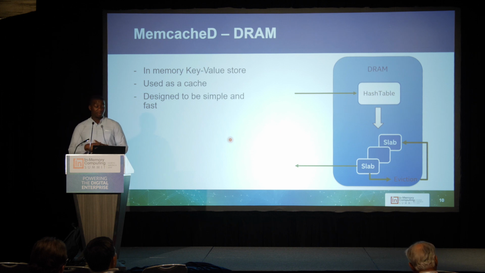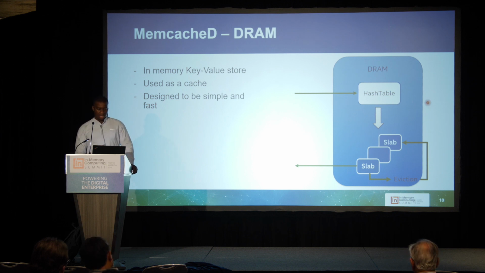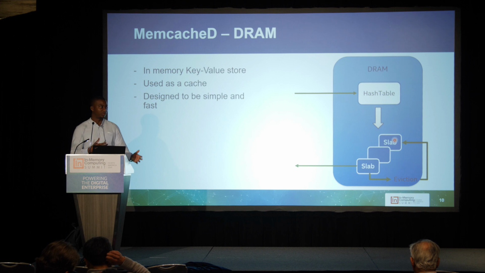The next example, Memcached. Memcached is an in-memory key value store. It's typically used as a cache, again, designed to be simple and fast. The diagram on the right describes very simply the internal structure of what it looks like. On a lookup, you look up your key in the hash table, you get a pointer to slab memory. The slab is where items are stored, so where the key and value pairs are actually stored.